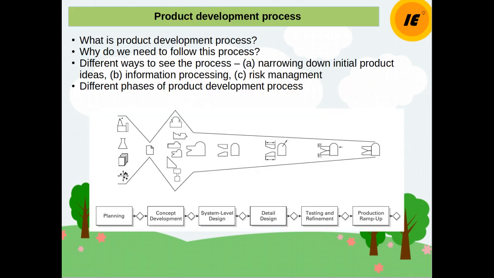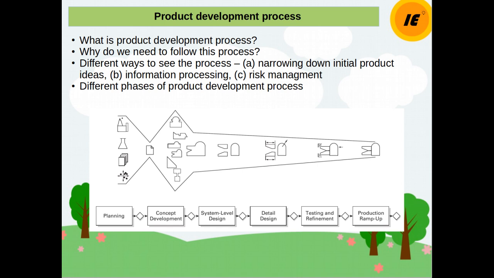Okay, so the first question is, what is the product development process? By definition, a product development process is a sequence of steps or activities that an enterprise employs to conceive, design, and commercialize a product. It is important to have a structured way of approaching product design and development, and the product development process is about that structure.